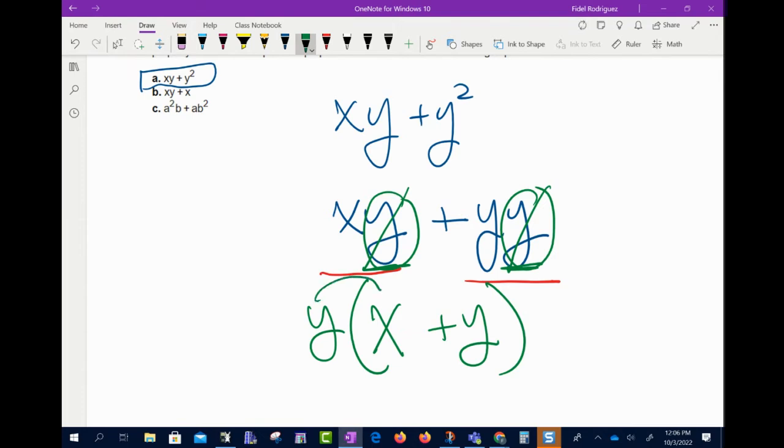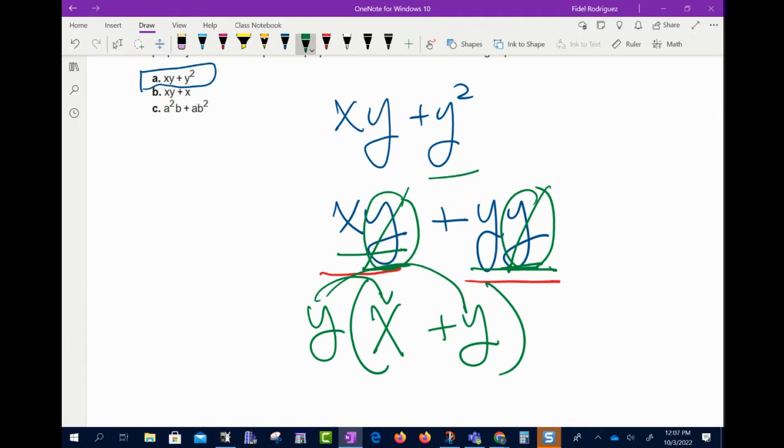Because if I were to multiply this together, y times x would give me that xy, and y times y would give me two y's, or the same thing as y squared. That's in essence what I'm doing. And again, if I was teaching this to a 7th grader, this would be my approach. This is how I'd sort of break it down for them, okay?